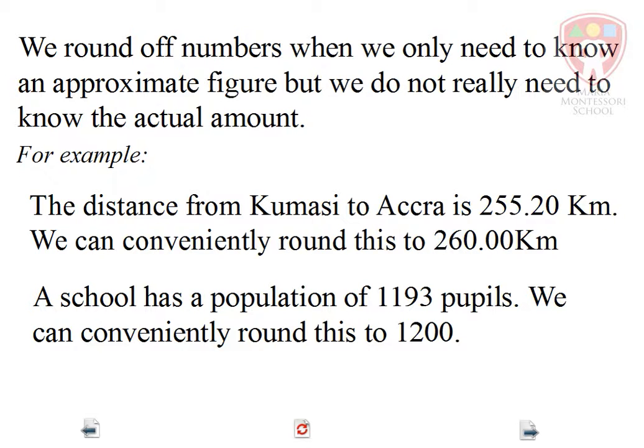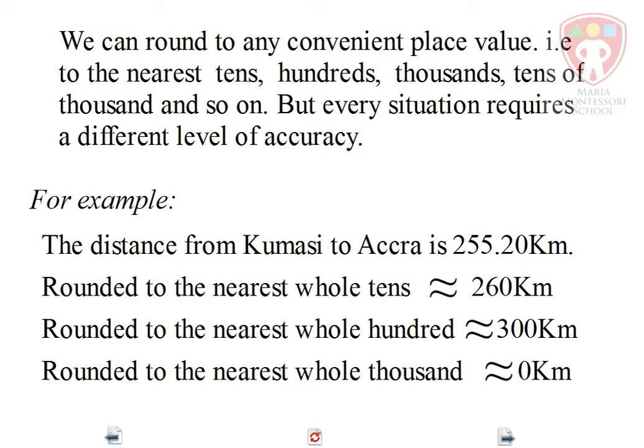So we can round to any convenient place value. We can round to the nearest tens, to the nearest hundreds, thousands, tens of thousands, and so on. But every situation requires a different level of accuracy. Look at this example. The distance from Kumasi to Accra is 255.20 kilometers. Now, if we round this to the nearest whole 10, then that becomes 260 kilometers. And if we round it to the nearest whole 100, then it becomes 300 kilometers. And if you round it to the nearest whole 1,000, then we get 0 kilometers.